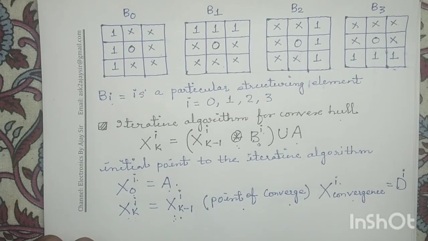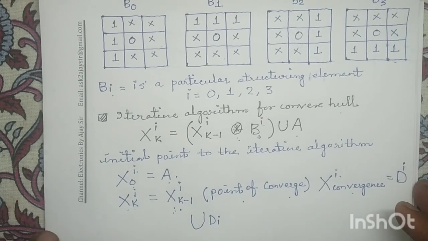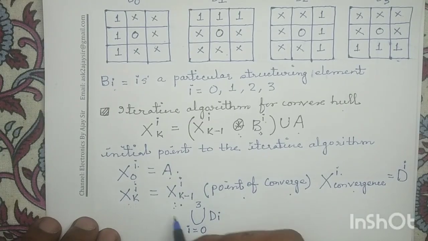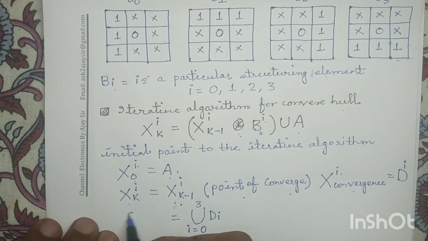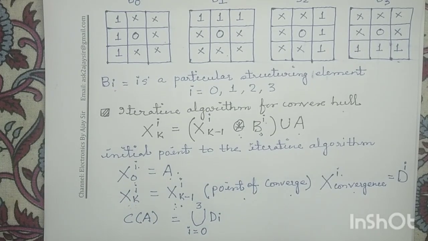Now at the end, when we perform the union of Di, where i varies from 0 to 3, this is our convex hull for the given object set A. So we will discuss with an example how to determine the convex hull for a given object set A.